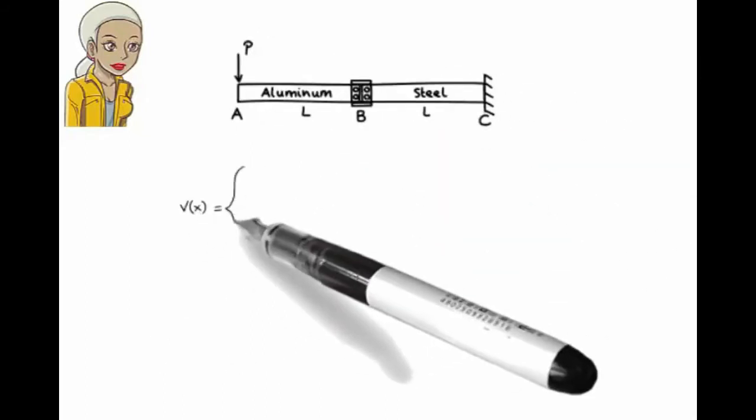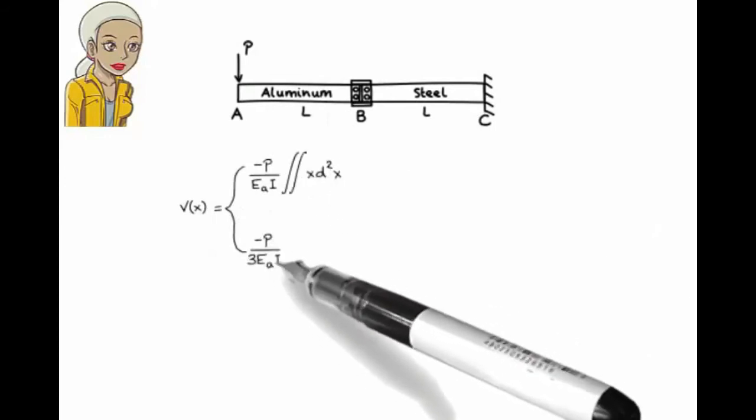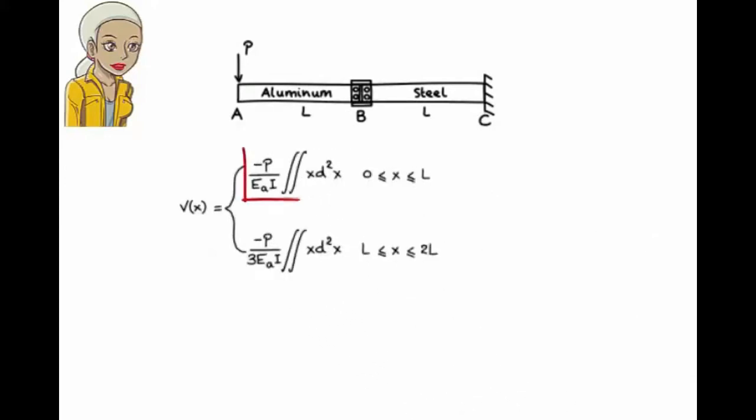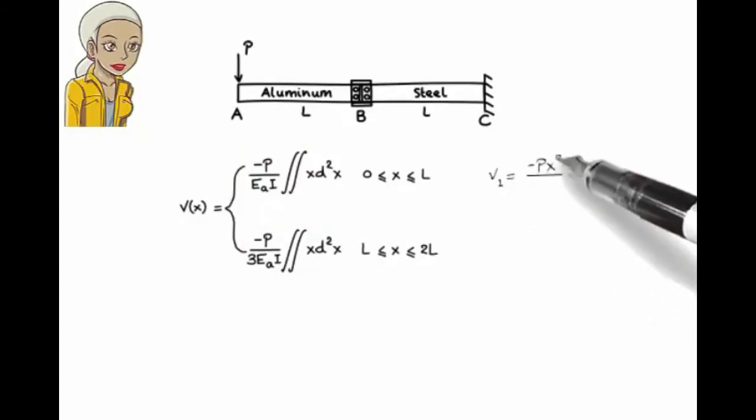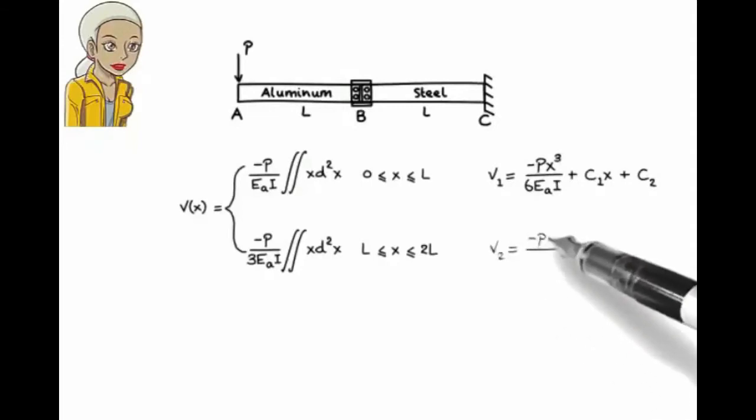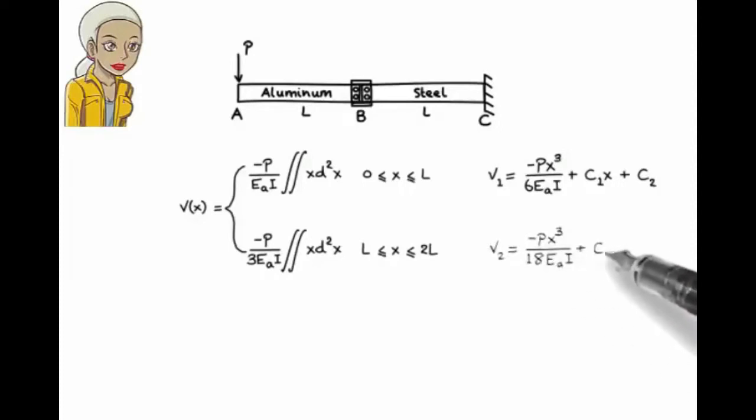Here is what we have so far. This is V1, and this is V2. Now integrate each function twice to get the deflection equations. Then V1 becomes negative Px cubed over 6 E sub A I plus C1 x plus C2. And V2 becomes negative Px cubed over 18 E sub A I plus C3 x plus C4.